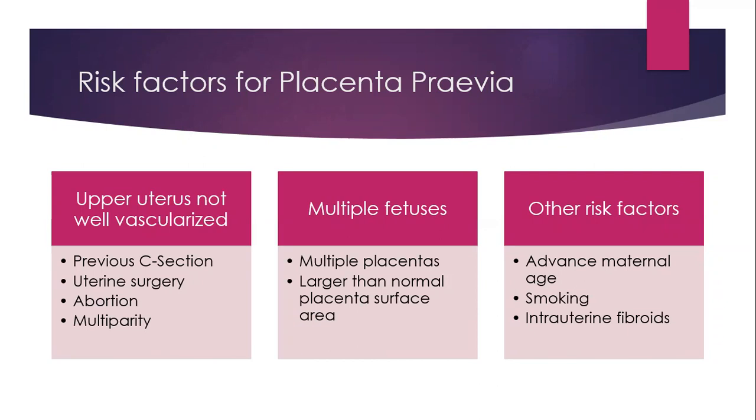If there are multiple fetuses, so if there are multiple placentas, it's a fight for space in the uterus. One placenta might implant in the upper part of the uterus, with the second placenta then implanting in the lower segment. Or in the case of monochorionic twin pregnancies, the placenta is usually larger, so it can implant in the upper segment, but it will extend into the lower segment.